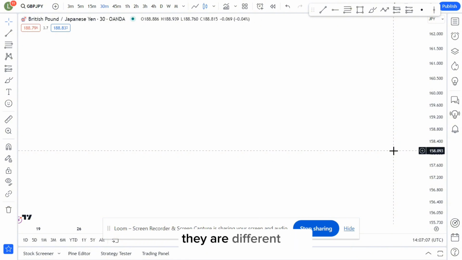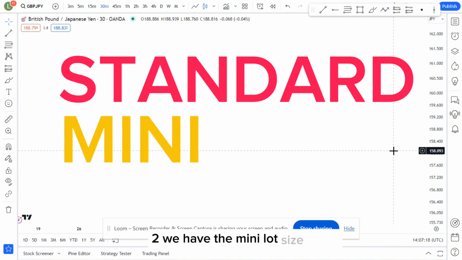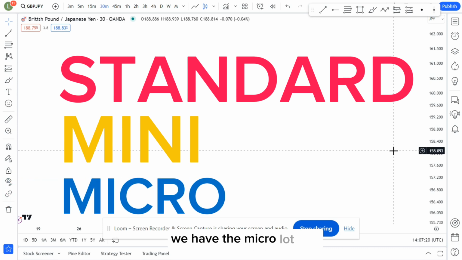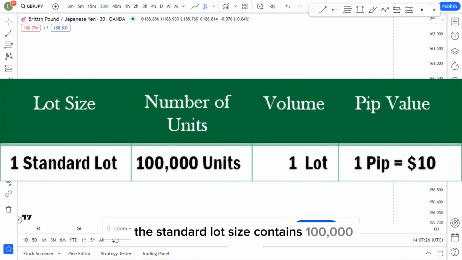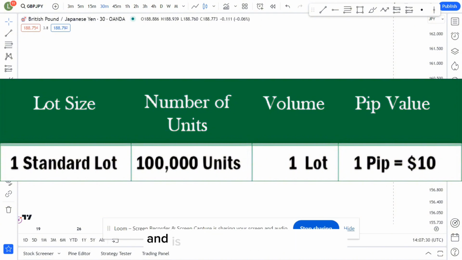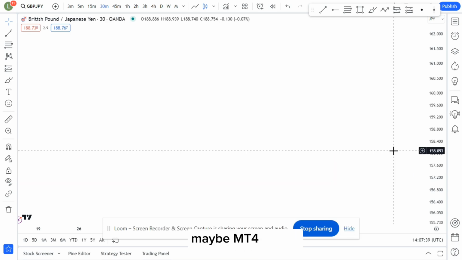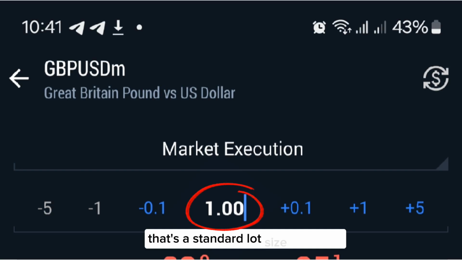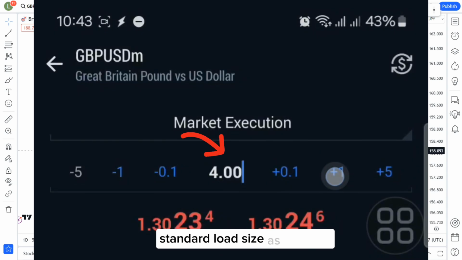Now there are basically three types of lot sizes. One, we have the standard lot size. Two, we have the mini lot size. And three, we have the micro lot size. Now, the standard lot size contains 100,000 units and is represented by one lot. So in your trade execution platform like maybe MT4 or MT5, that's what you're going to see. That's the standard lot size. One lot, right?